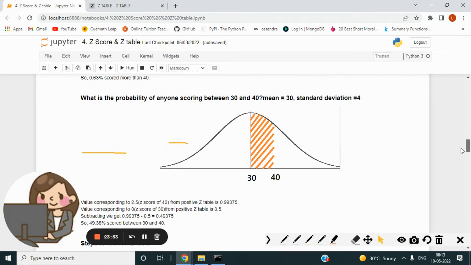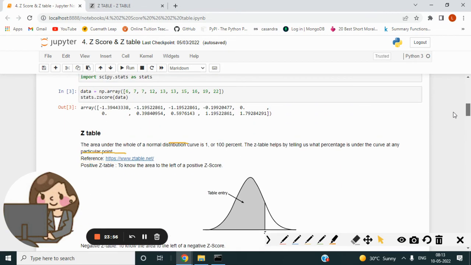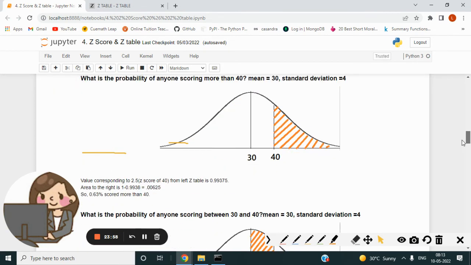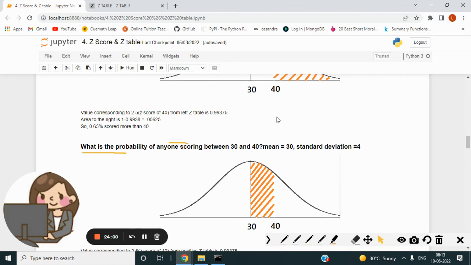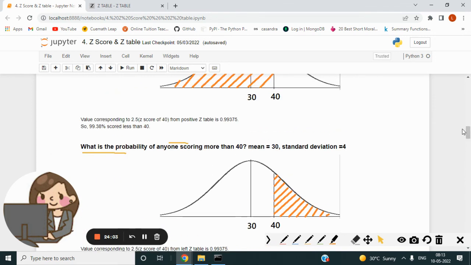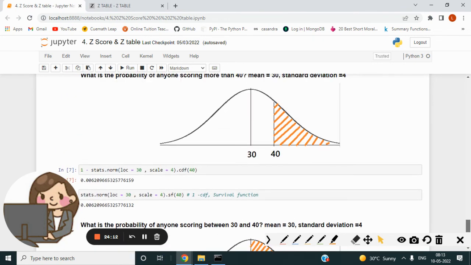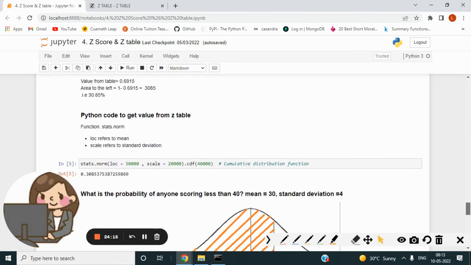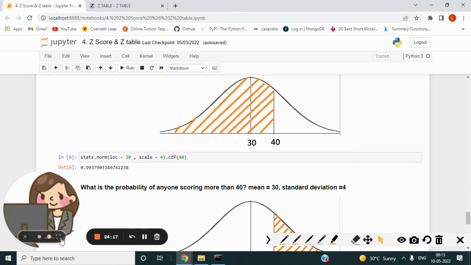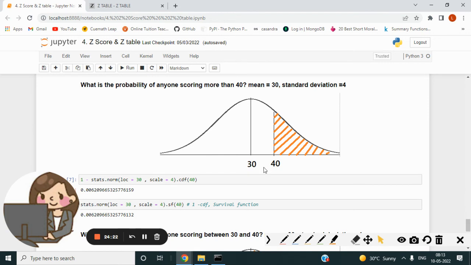If you see over here, when we calculated manually, this is what we got. The same thing we are getting when we use the Python function. The CDF function has returned us the same thing. Now, what is the probability of anything scoring above 40? Above 40, so what will you get? You will get 1 minus of that thing, then you will get the proper value.